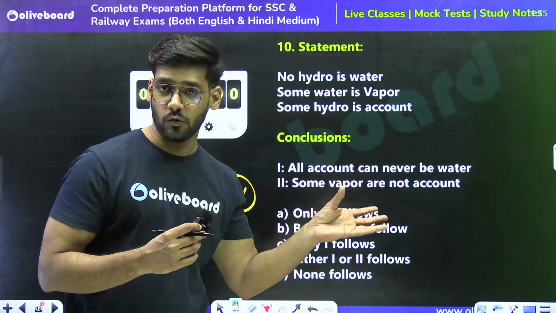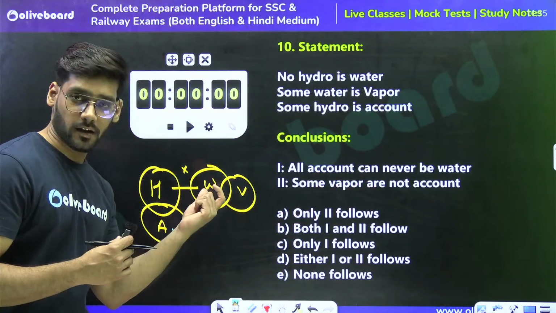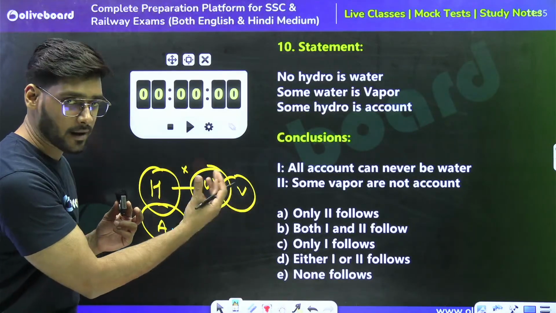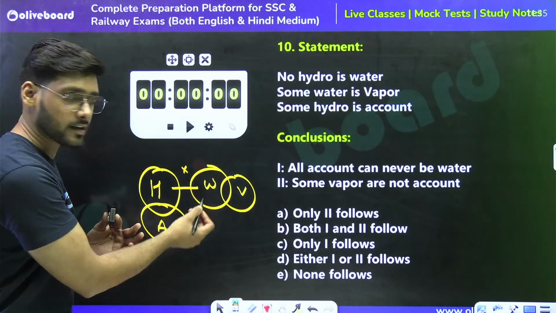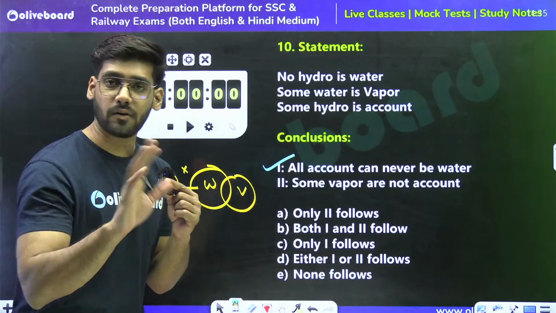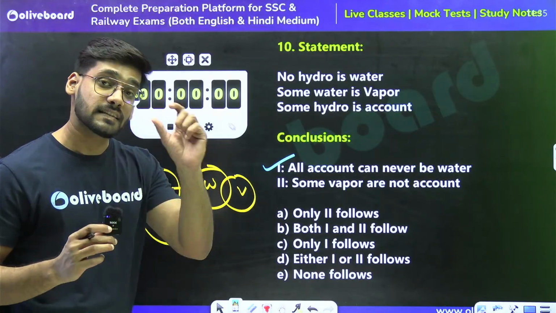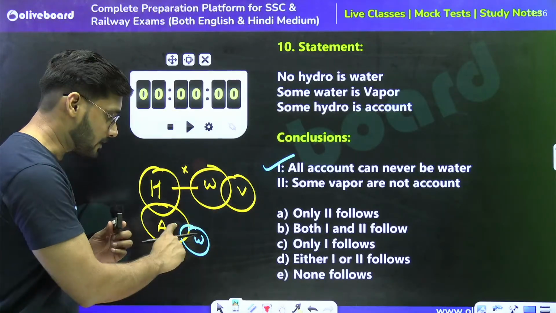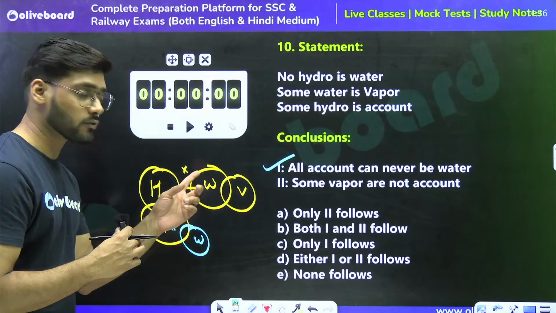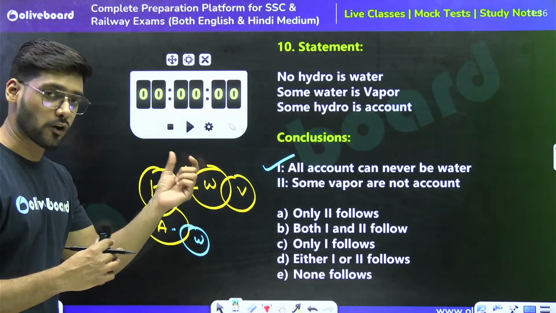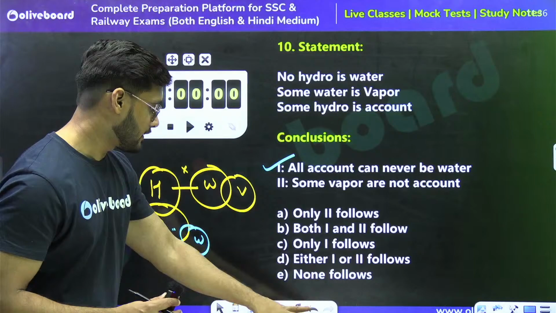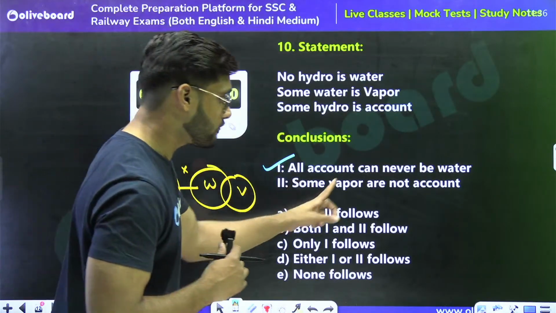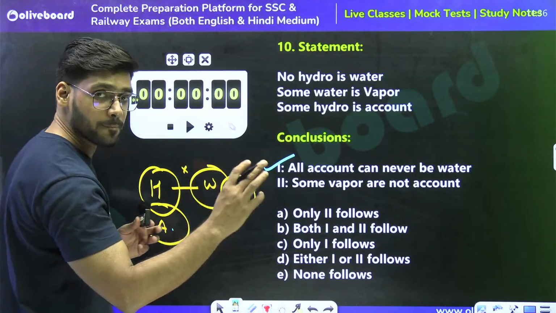If I'm putting all account in water, then with account, some hydro will also go, but hydro cannot go in water. So he is right that all account can never be water. Some account can be water. If I include some account with water, it can be possible, but all the account cannot be water. If I put all the account in water, then some of the hydro will also go, which is not possible. So the first conclusion is true. Some vapor are not account. There are some vapor which are not account.